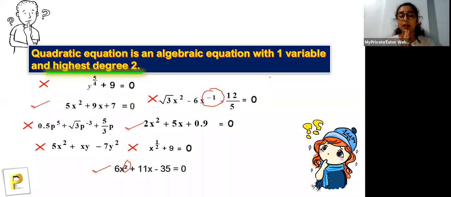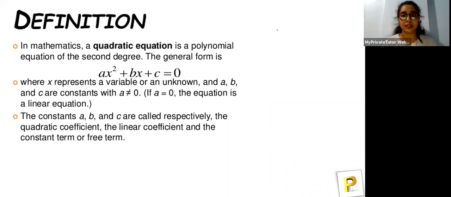So now you may be clear with what is a quadratic equation, but I'll give you detailed information about the quadratic equation now. So what is a quadratic equation? The definition is, in mathematics, a quadratic equation is a polynomial equation of the second degree. That means the degree should be 2. It is a polynomial equation with the highest degree as 2, and the general form.